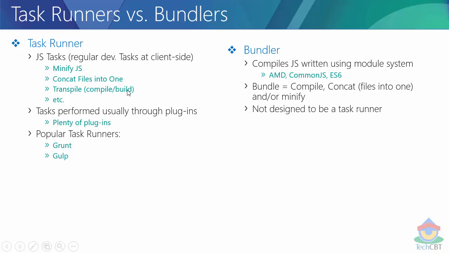There are certain tasks which can be accomplished only by the task runner, and there are certain tasks which can be accomplished only by the bundler. But still there are some overlapping scenarios where we can just use the bundler for performing a few tasks of the task runner also, and at the same time we can use only a task runner to perform certain operations of a bundler as well. So there is some kind of overlapping.